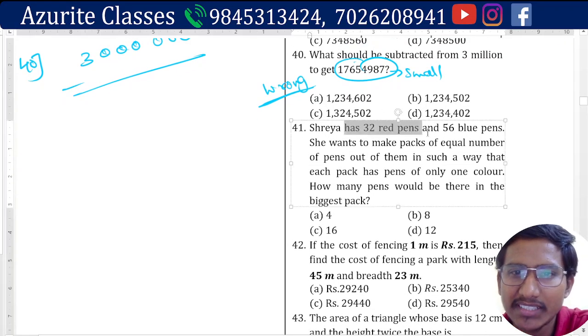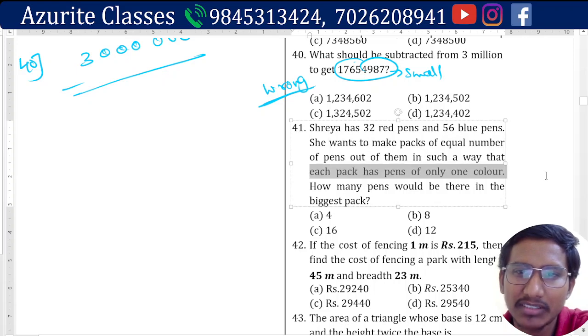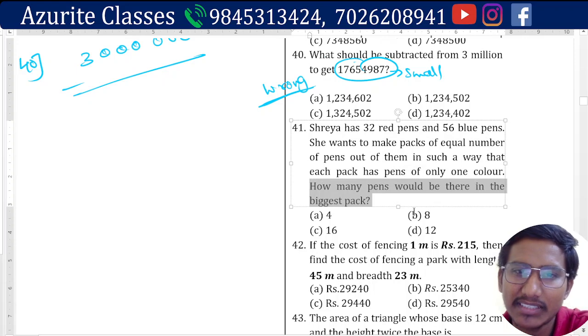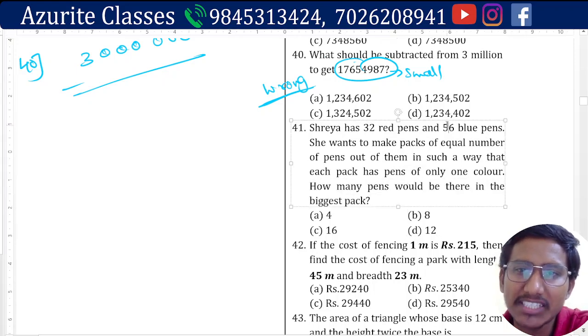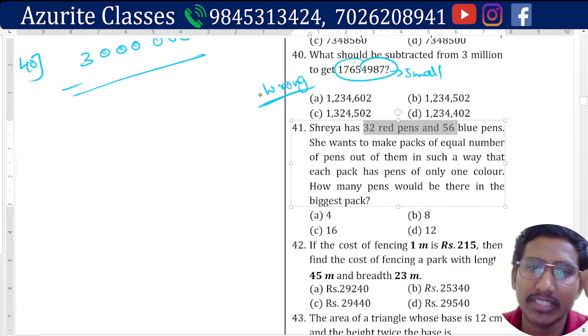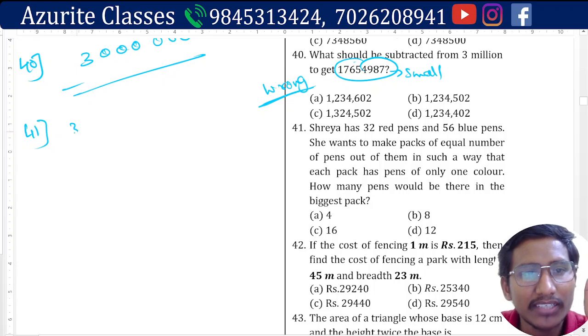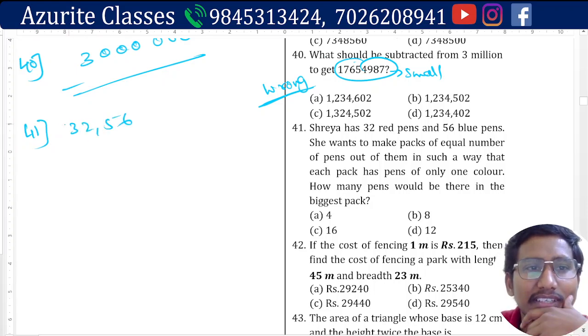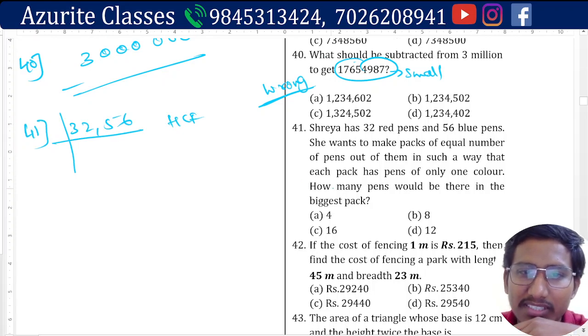41, Shreya has 32 red and 56 blue pens. She wants to make packs of an equal number of pens such that each pack has one color. How many pens are there in the biggest pack? So for the biggest, the highest, we have to find the highest common factor of 32 and 56. HCF, we have to find it because it is biggest, highest. So HCF will be the answer.